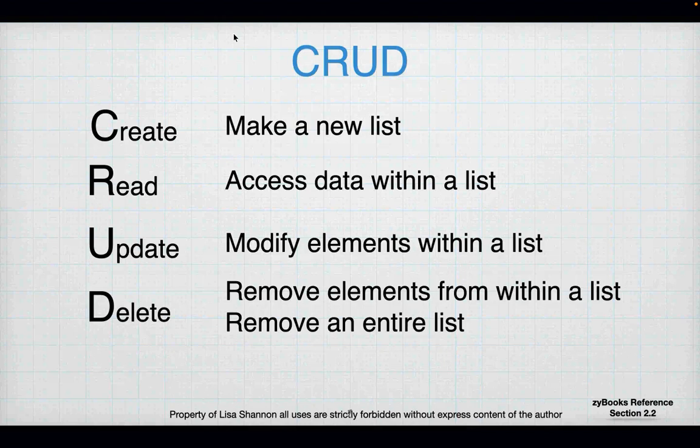The way we apply it to Python lists is C, create, is make a new list. R is read, and you're going to access the data within the list, and we're going to learn that in a few minutes. Update is we're going to modify elements within a list, because in a standard list we can modify elements directly. And delete either removes an element from the list or removes the entire list itself.